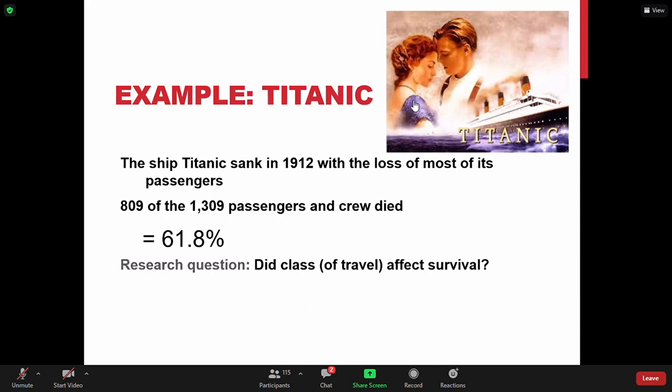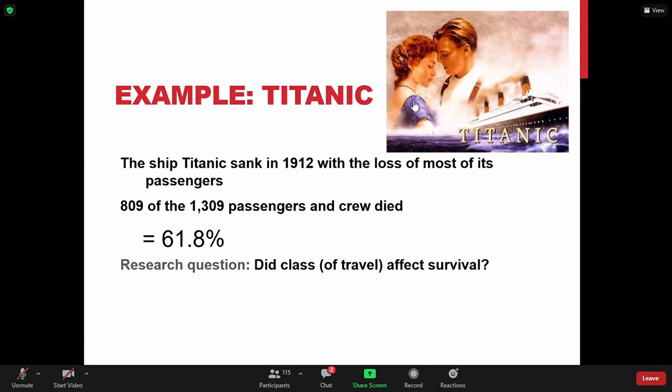So the ship Titanic sunk in 1912 with the loss of most of its passengers. In fact, 809 of the 1,309 passengers and crew died. So it's about 61.8%. So the research question is: did class of travel affect survival? Which means, whether you are in first class, second class, or third class, does it affect your survival?